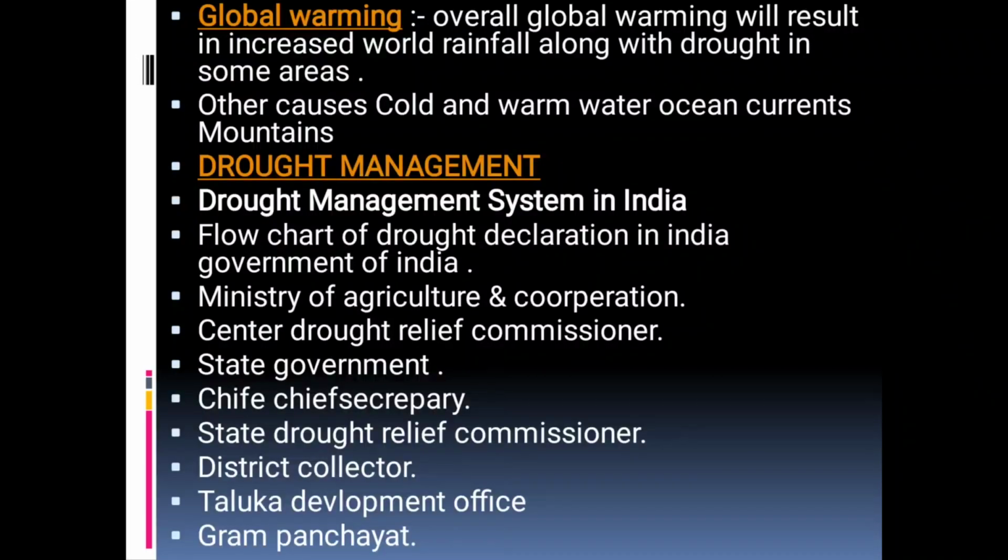Next one, global warming. Overall, global warming will result in increased world rainfall along with drought in some areas. Other causes are cloud cover, warm water ocean currents, and mountains.